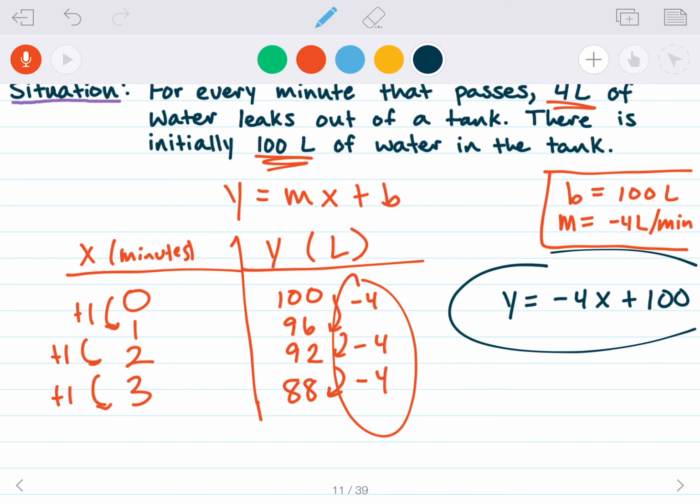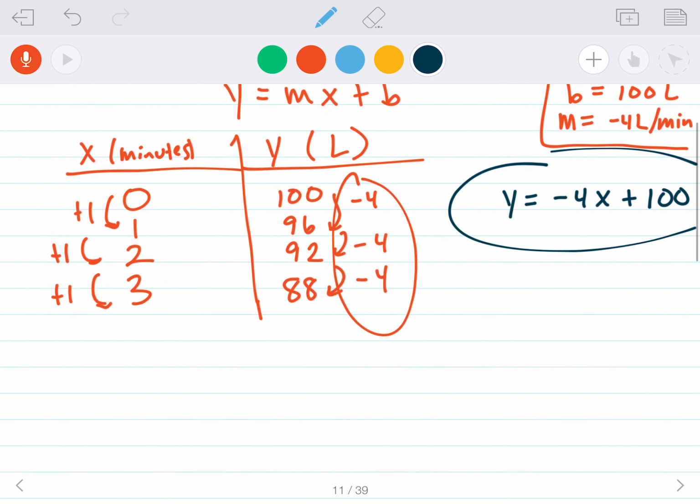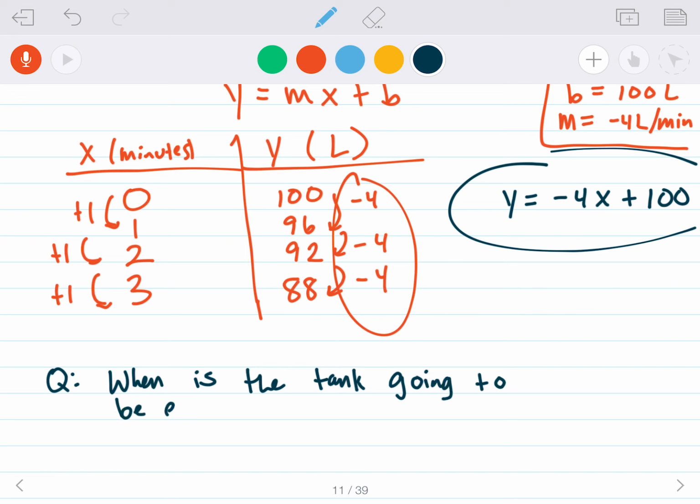Very nice. Now, what if I asked you this? Let me just pose a question here. When is the tank going to be empty? How can we figure that out? When is it going to be empty? So what does that mean in terms of our variables? What do we know and what are we trying to find? Well, if I'm asking the question when, I'm trying to find time, y'all. I'm trying to find X.